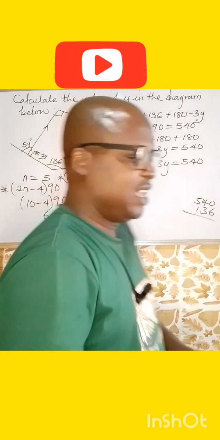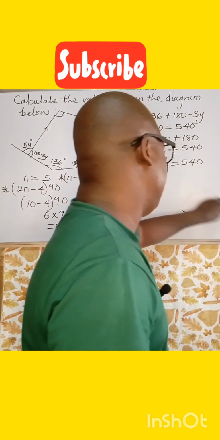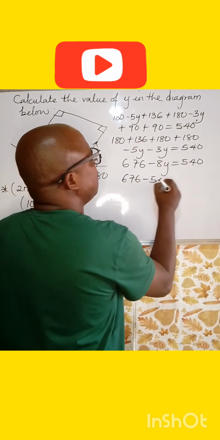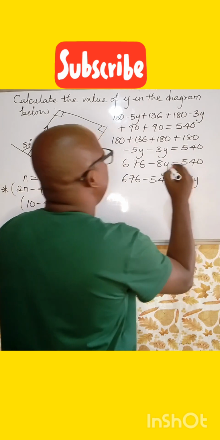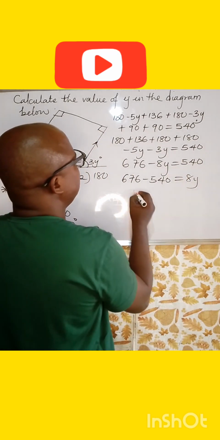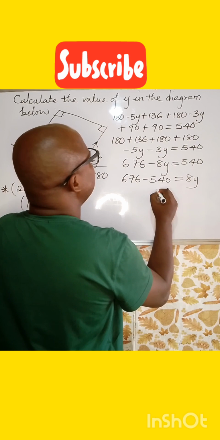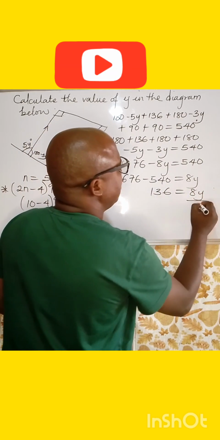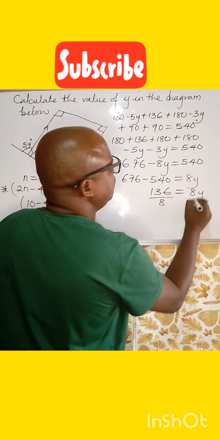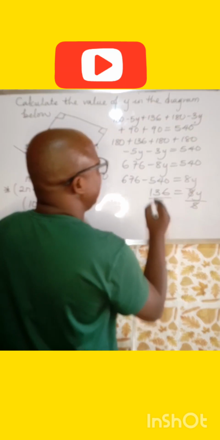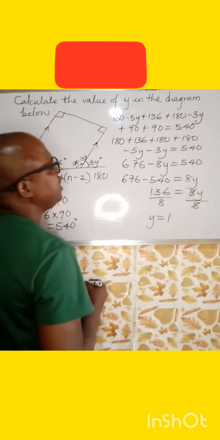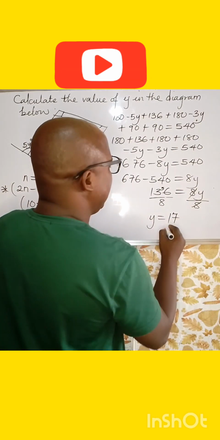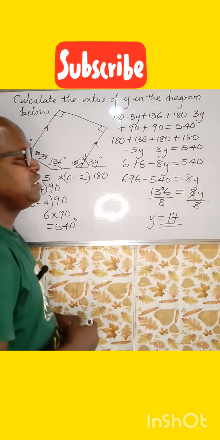From here, I can collect like terms. If I collect like terms here, I will have 676 minus 540 is equal to 8y. If you subtract 540 here, you have 136 is equal to 8y. I can divide both sides by 8, and 8 will cancel. So my y now will be 8 in 13 is 1, remainder 5, in 56 is 7. So our y here will be 17.